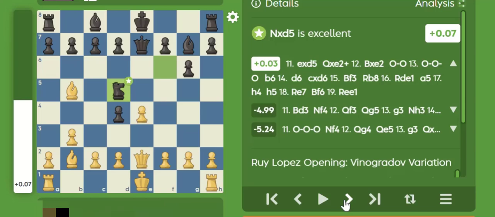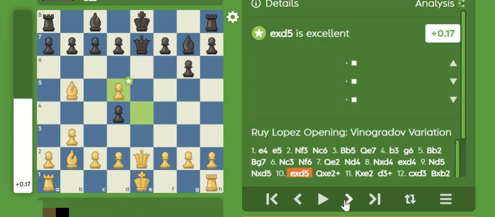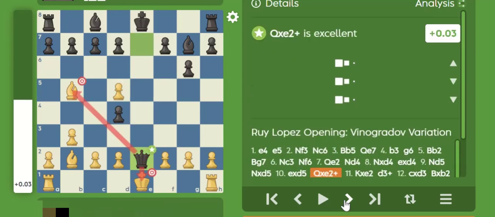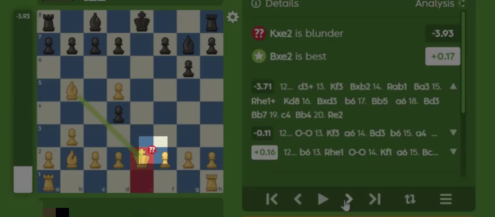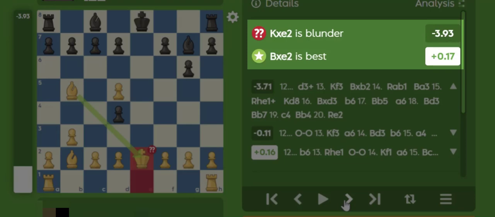Black recaptures, so that's excellent. White recaptures again. Again, a lot of excellent moves in a row. And then our first major blunder. So you can see king to e2 is a blunder. And look at the score now.